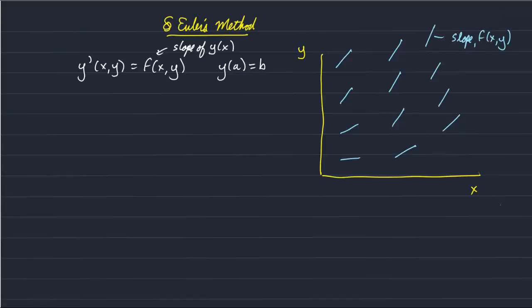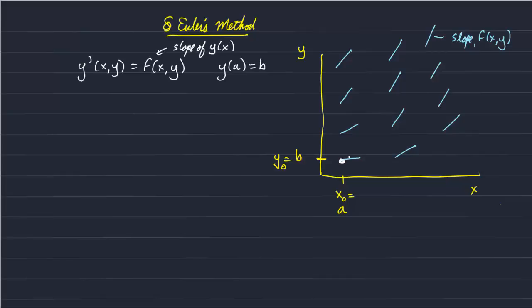And the idea behind Euler's method is to start at our starting point. x sub 0 is equal to point A. This is our starting point, for which our initial condition is defined. And that initial condition, for example, is y is equal to b. So y0 is equal to b. So our starting point is right here.